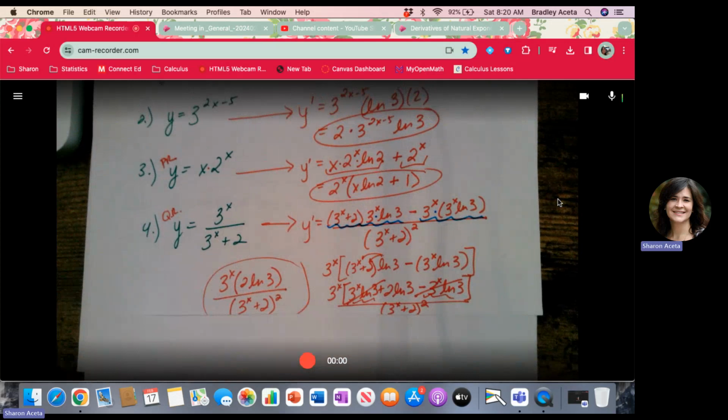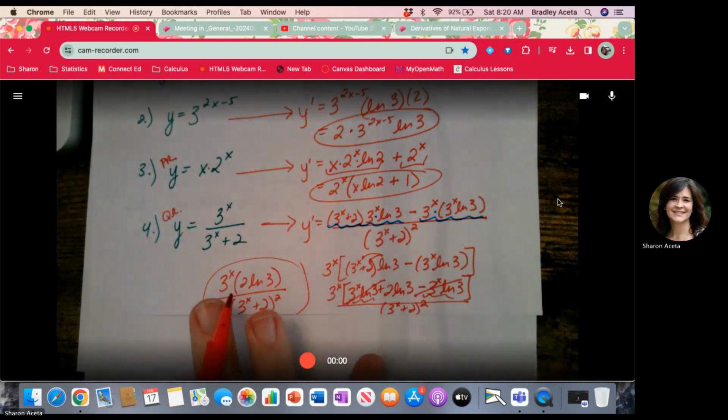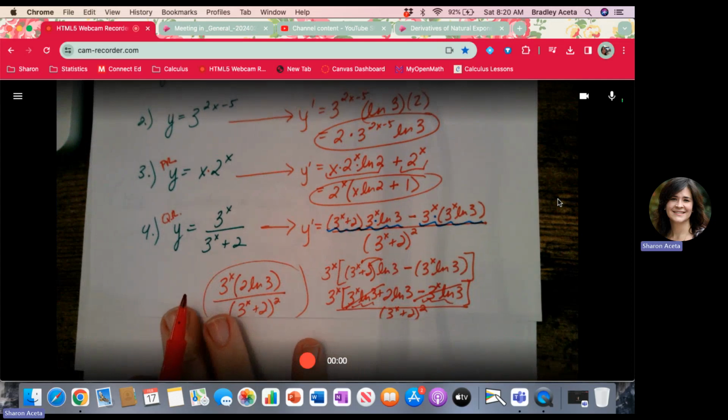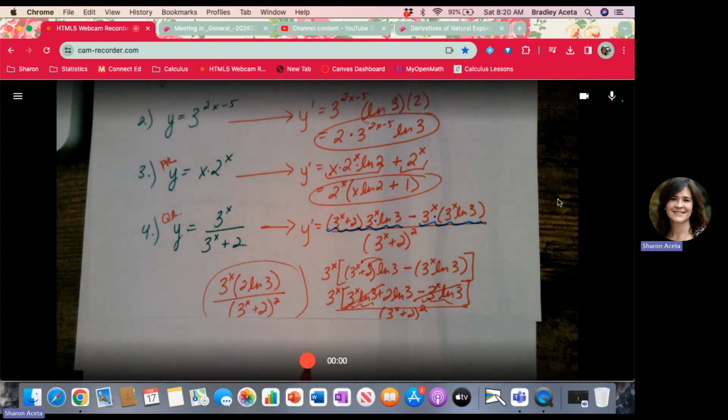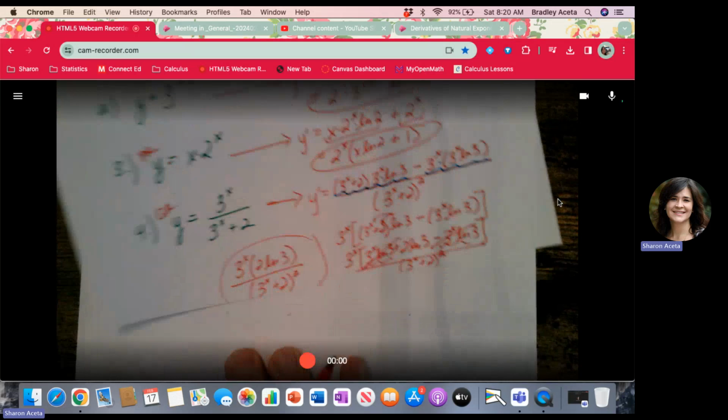Now, there's several other ways of doing this. Like you could have distributed this in the beginning right up here, but it's up to you, however you want to try it with your algebra skills. That's fine with me. It's a hard one, but you just got to try it. It's not gonna hurt you.